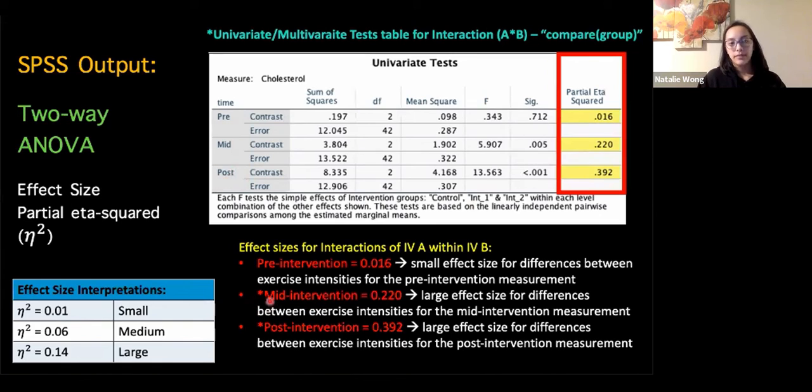So in an activity, you would only report the effect sizes for the mid intervention and for the post intervention measurements. Both of those would be considered large effect sizes for the differences between exercise intensities at their respective time points that cholesterol is measured. Okay.